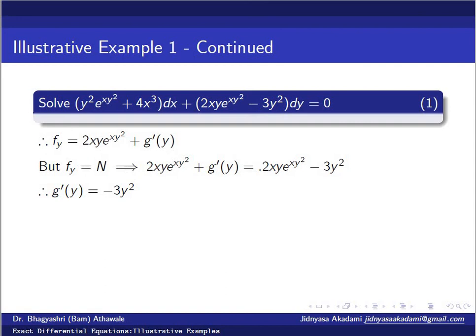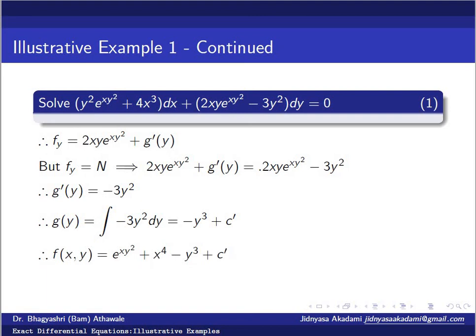That means whatever we have done so far must be correct. So, integrating it, g of y is minus y³ plus c dash. So my f is e^(xy²) + x⁴ − y³ + c'. So either you write that this is equal to 0 as your required solution, or shift that c' to the RHS and write it like this: e^(xy²) + x⁴ − y³ = c is our required solution of the given differential equation.